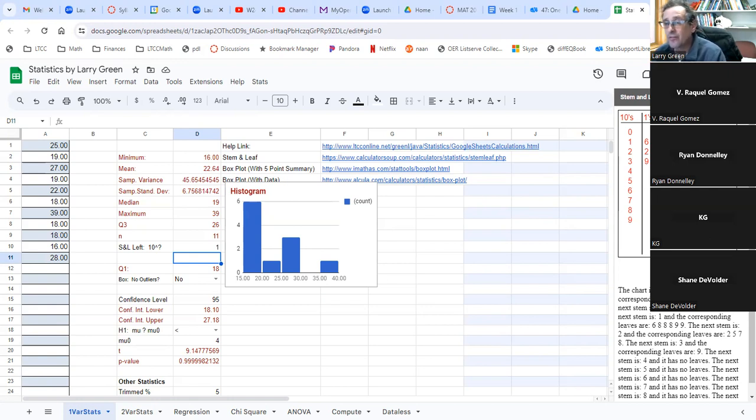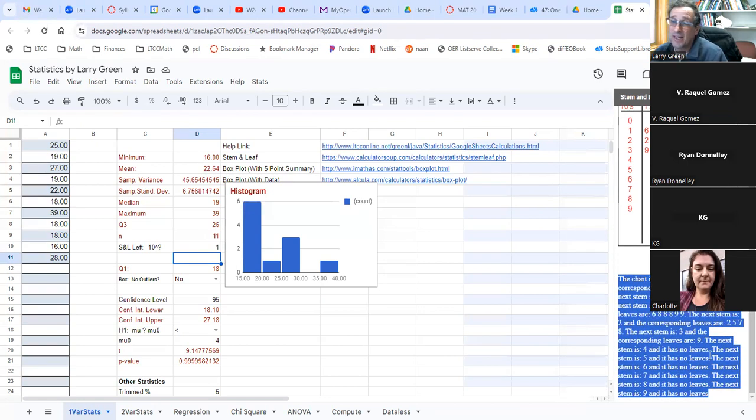So stem and leaf works great, especially with 2-digit numbers. If all the answers are 1 digit, stem and leaf doesn't do anything. Do you see that? Because this separates the digits. And if there's only 1 digit, there's nothing to do. You can't do it.